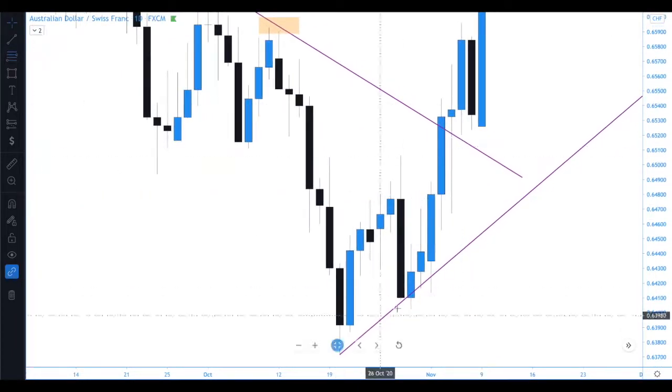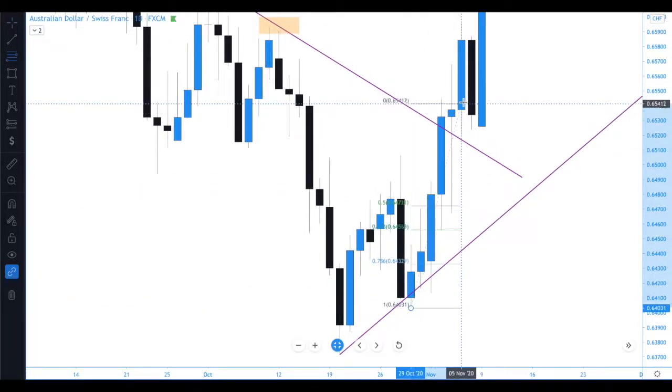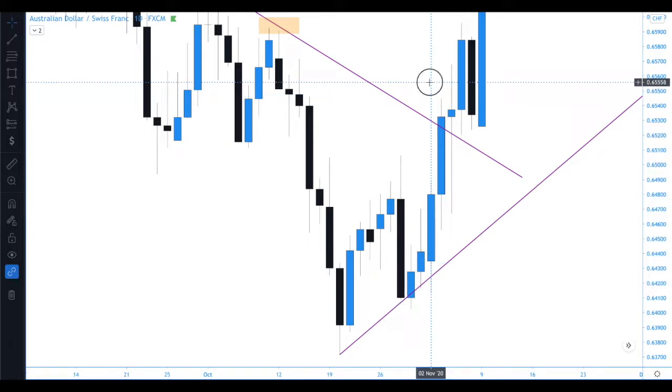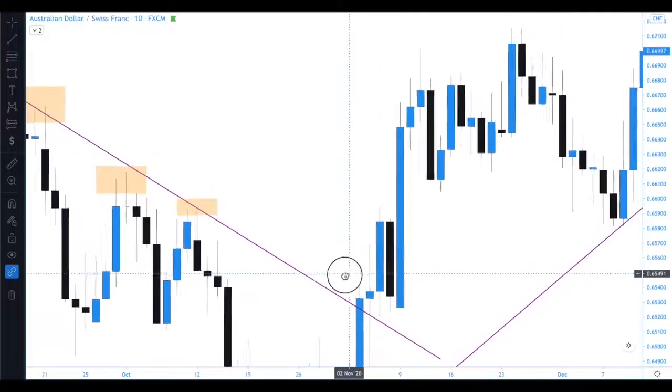Again, I'm just going to add the Fibonacci just to show you the importance of the synchronization that we have here. And as you can see, we pulled down, not quite to the 61.8, we pulled down to the 50% level before we actually pushed back up. Okay, but clear change of trend, and then we have that movement to the upside.